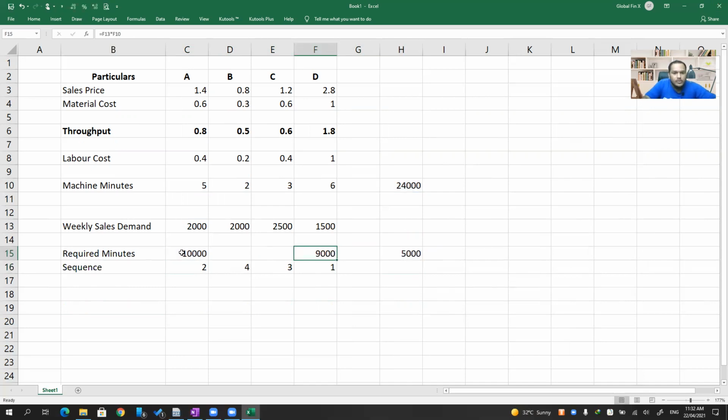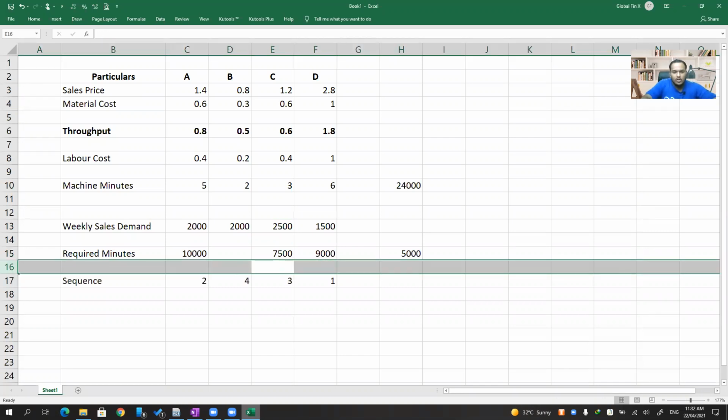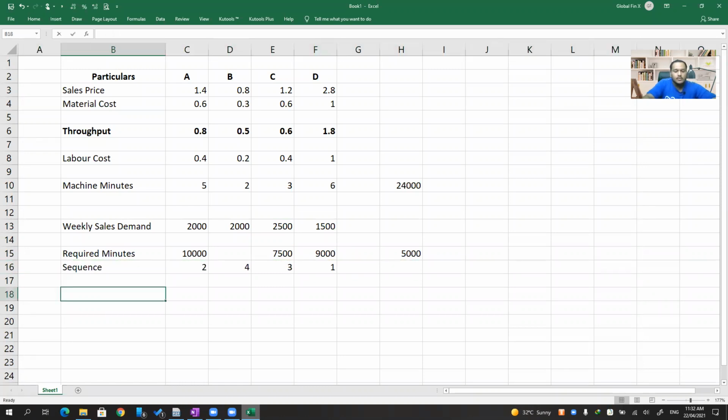Then we'll produce C because it is giving 0.6 throughput. So C means 2500 into 3 minutes, 7,500. We have only 5,000 minutes. We cannot produce all 2,500 units. Sir, are you able to understand? Yes or no, guys? Please confirm. Are you able to follow till now?